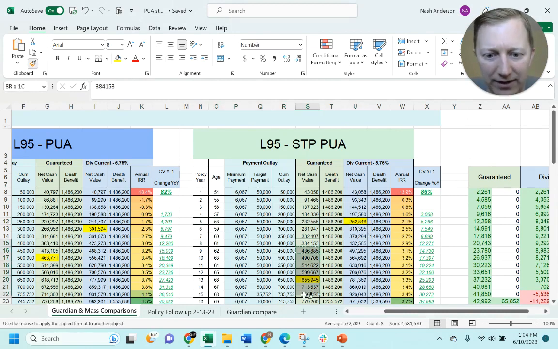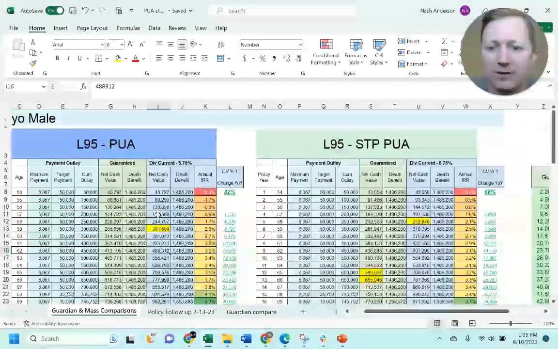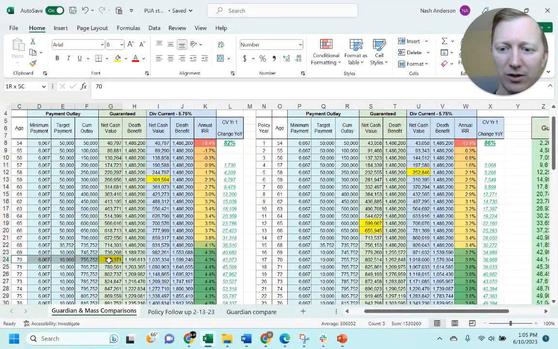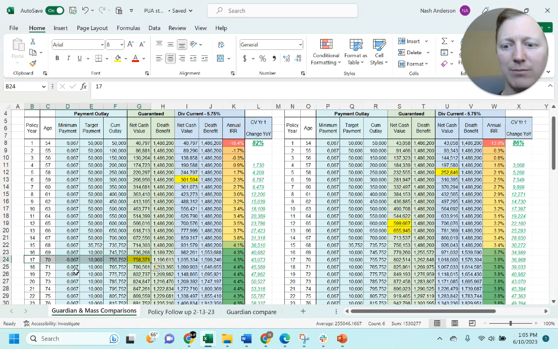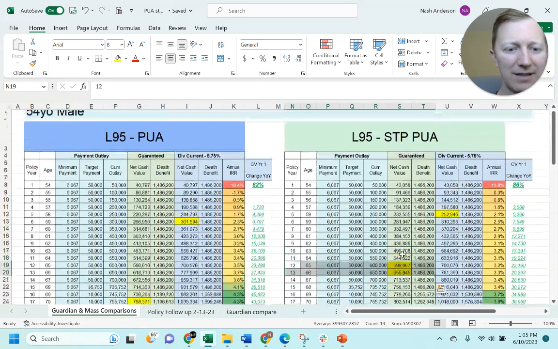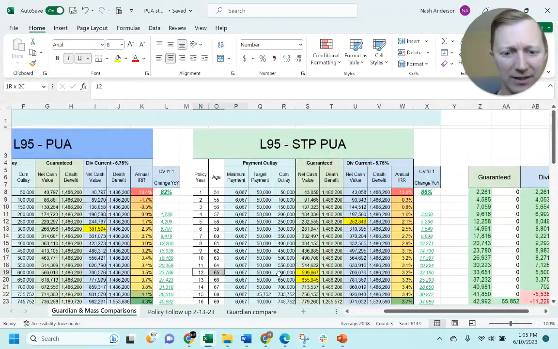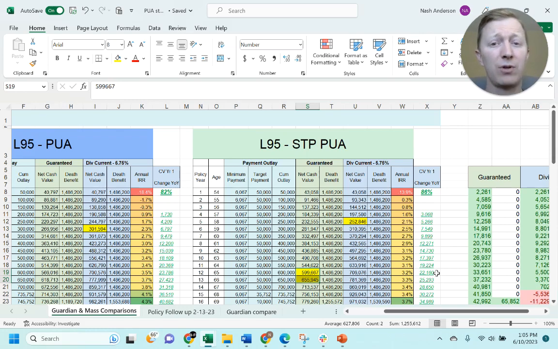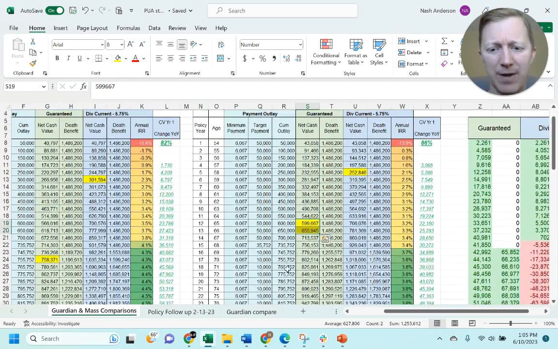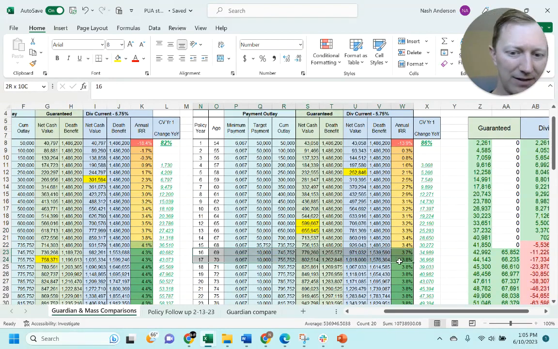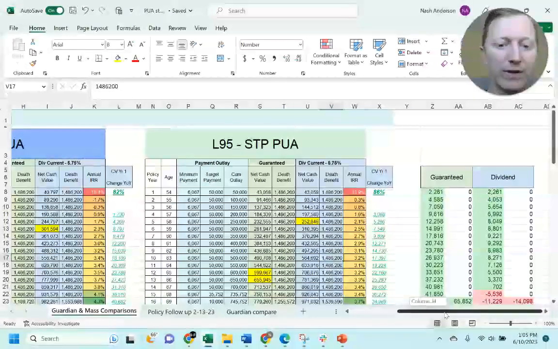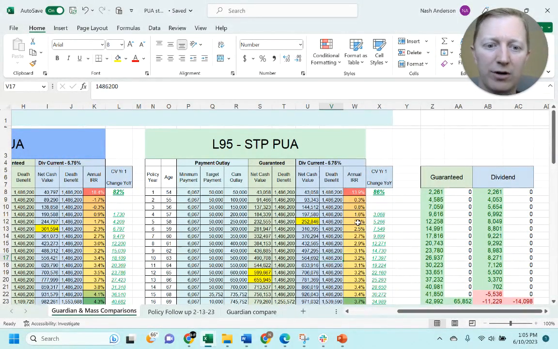And on the guaranteed scale, let's take a look here. So on the left, normal PUA, this one took a little while to break even due to age and everything going on here, at policy year 17. But in the STP PUA option, it actually pulled in to right about years 12 to 13. Typically, a traditional whole life policy with 100% base premium may break even on the dividend scale out here, you know, somewhere 15 plus years out if you're with a good company. Otherwise, it could take a lot longer than that.